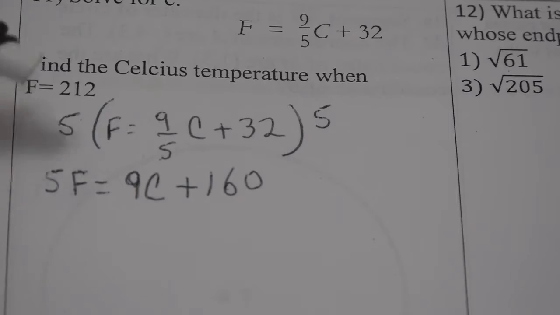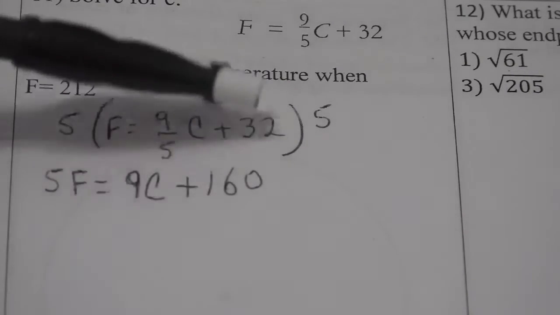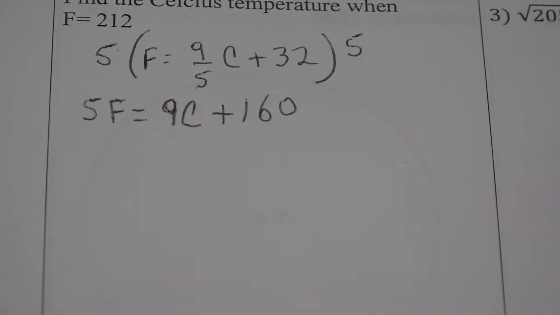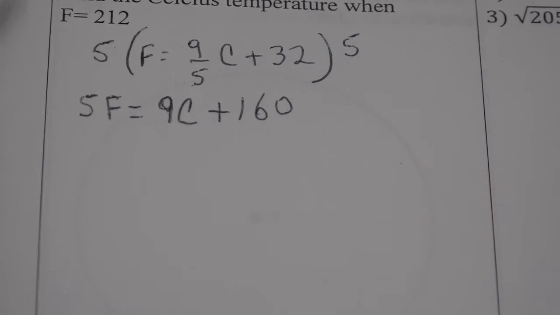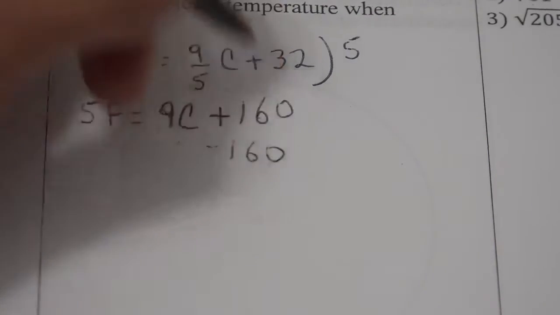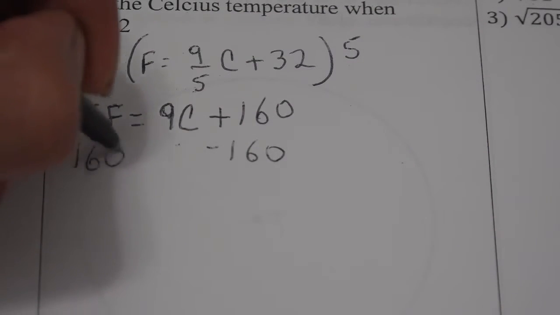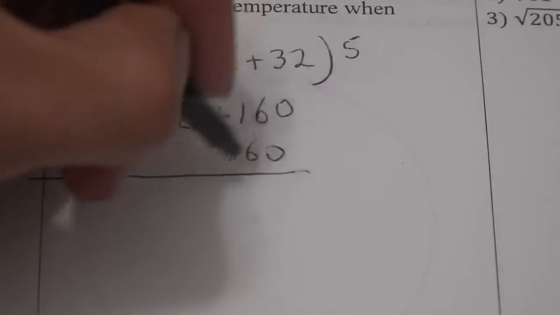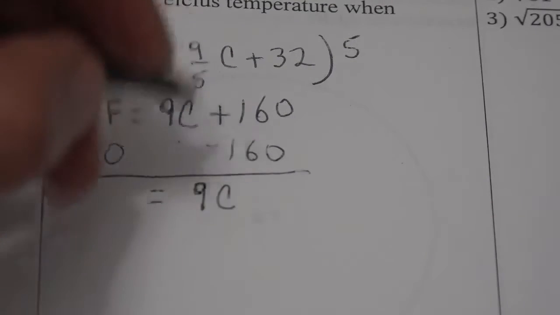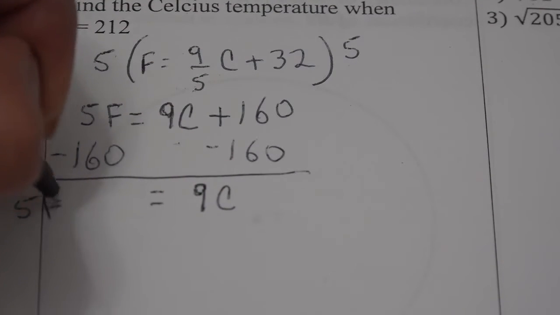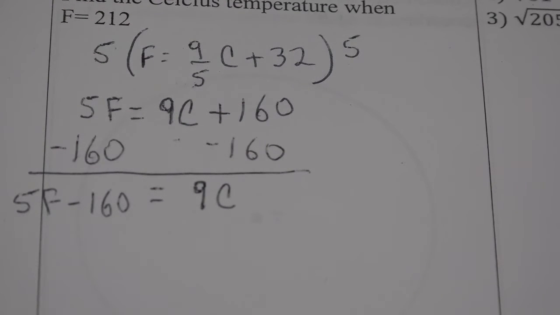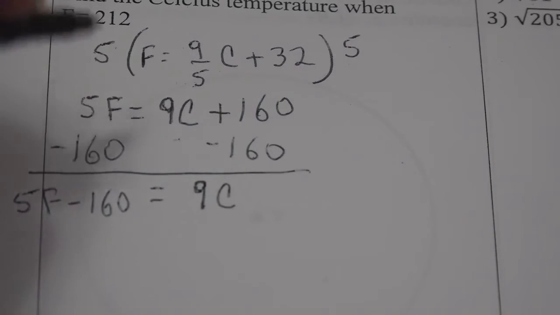Okay, so now I go through all the properties: like terms, variables on both sides. Well, I do have variables on both sides, but in this case, I really can't because I'm never gonna get rid of one of them. I just need to solve for C. So I'm gonna use the additive inverse. So I'm gonna subtract 160 from both sides. So this 160 disappears, leaving me with 9C. Now on this side, I have 5F minus 160. And now all I gotta do is divide by 9 on both sides.